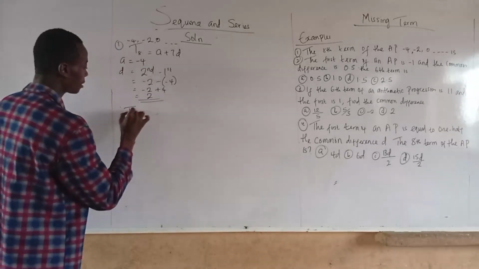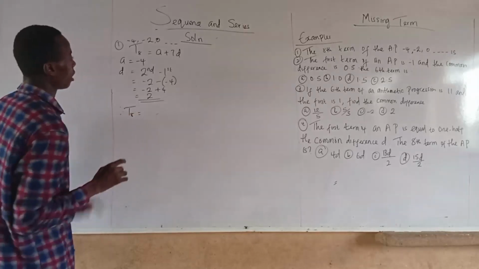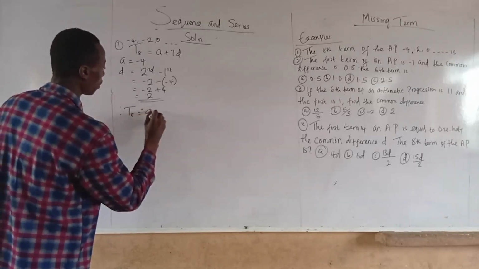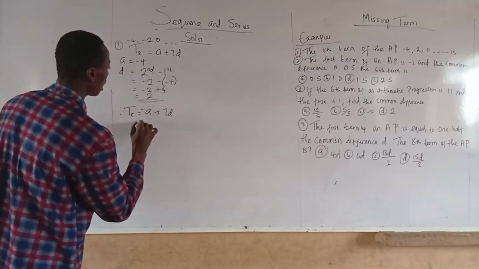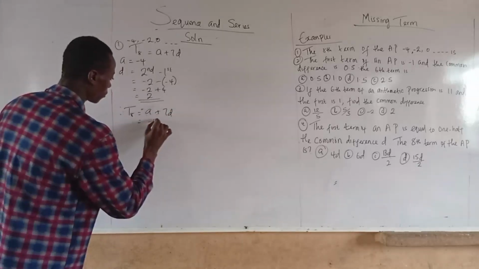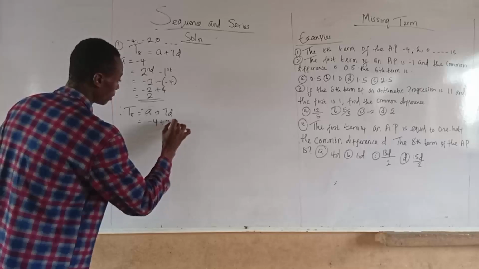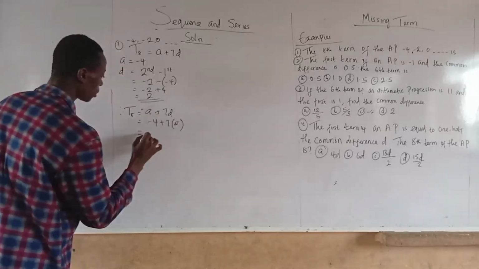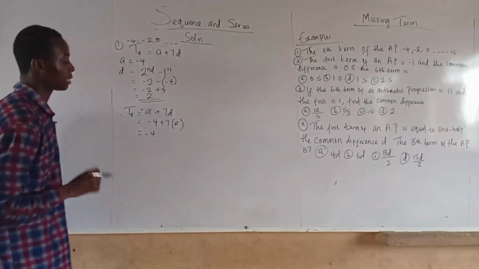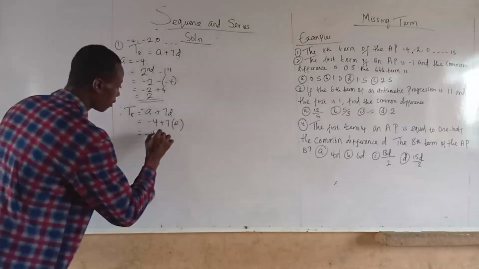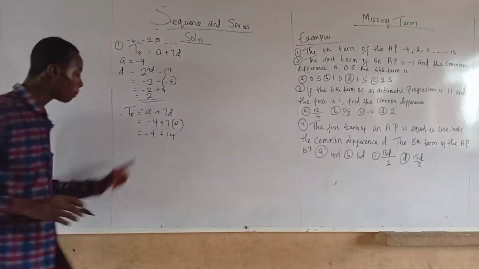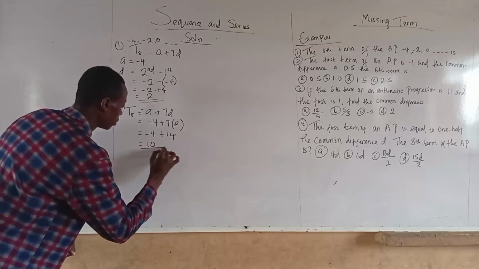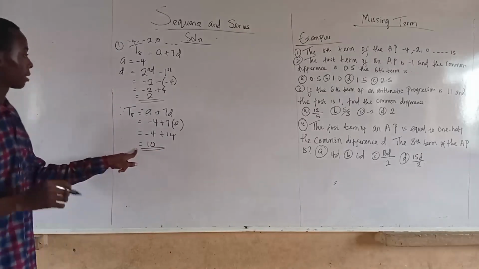Therefore, our eighth term is equal to A plus 7D. Our A is minus 4, plus 7 times D, and our D is 2. So we have minus 4, and 7 times 2 is 14. So minus 4 plus 14 gives us 10. So 10 is our eighth term.